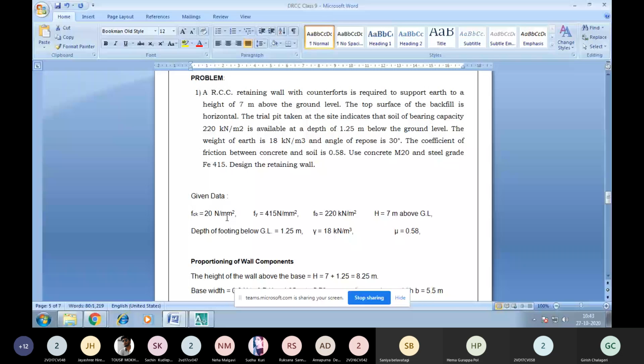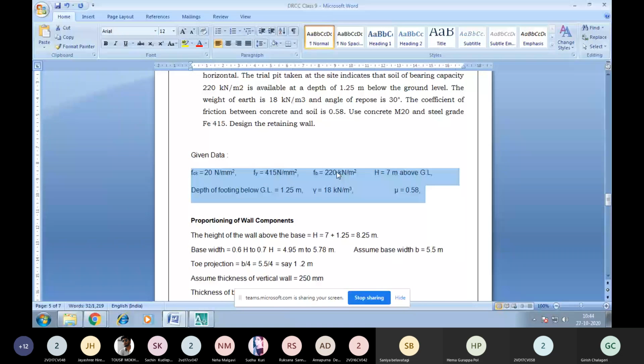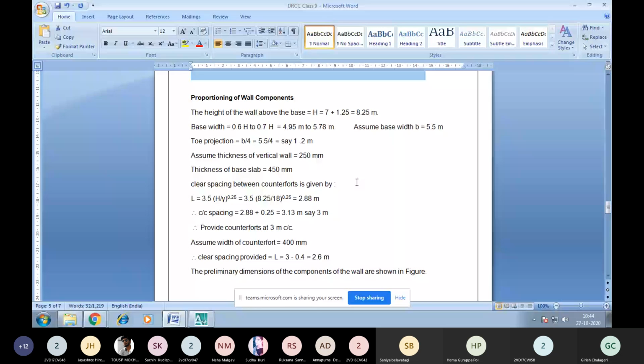That is the depth of foundation, the total depth of the backfill. The density of soil is given as 18, and the angle of repose, that is the internal friction of the soil, is 30 degree. Then the coefficient of friction between the concrete and the soil is 0.58, that is mu. So this is the given data what we have got from the above problem. Next, let us assign the dimensions for the retaining wall.